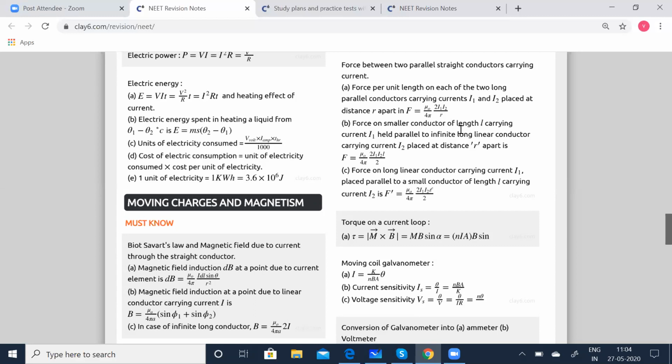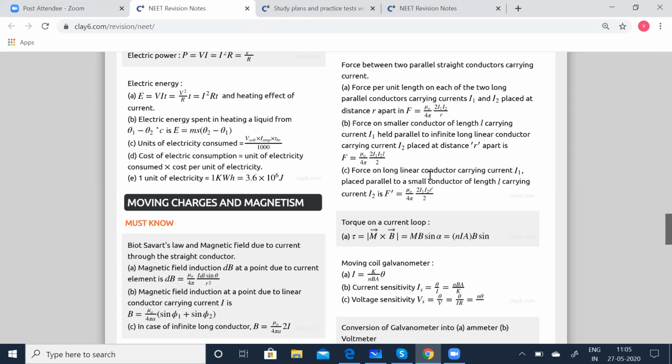Force on a smaller conductor of length L carrying current I1, held parallel to an infinitely long linear conductor carrying current I2 placed at a distance R apart, is given by, look into this carefully, you can see that we are taking the length into consideration. When it is a small conductor, we are taking the length into consideration. So that gives you mu 0 by 4 pi into 2 I1 I2 L by R. Remember this, children: mu 0 by 4 pi 2 I1 I2 L by R.